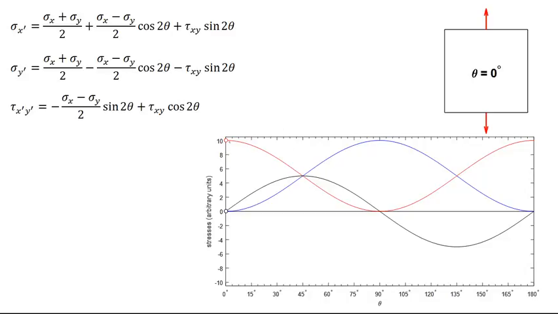Let's graph these equations as a function of theta. We know the state of stress in this problem when theta is equal to 0: sigma y is equal to a value of 10 megapascal, sigma x is equal to 0, and tau xy is also equal to 0. Note that to complete these graphs, all we need to know is the state of stress at theta equal to 0. And everything else, the cosines and the sines and the period of these graphs, don't depend at all on the initial state of stress. They just depend on the value of theta that you use.